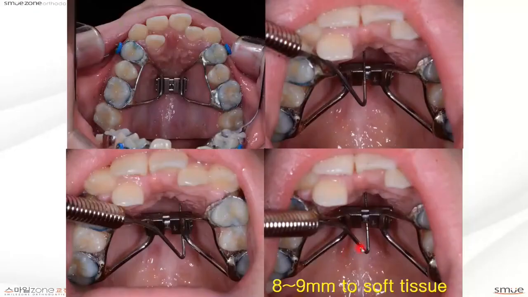In this case, from the expansion screw to the palatal bone, it is 8 to 9 millimeters. So adding this 1, 2, 4, 5, 7 millimeters, a total of 16 millimeter long mini screw is needed if you apply it.